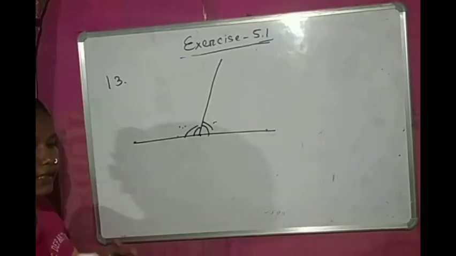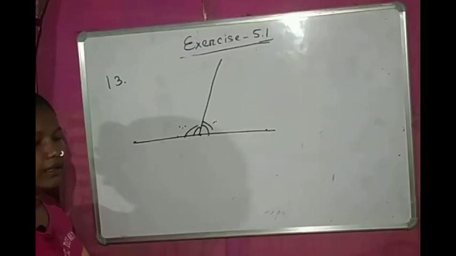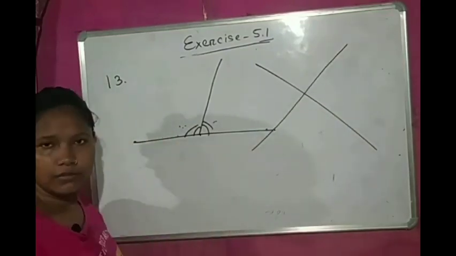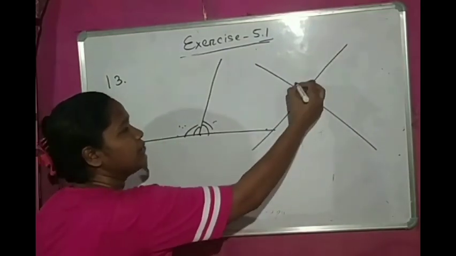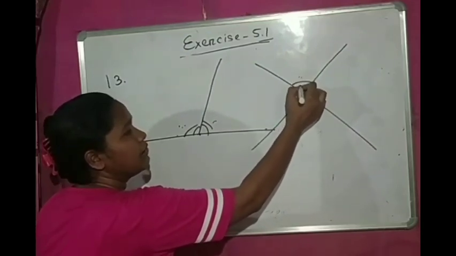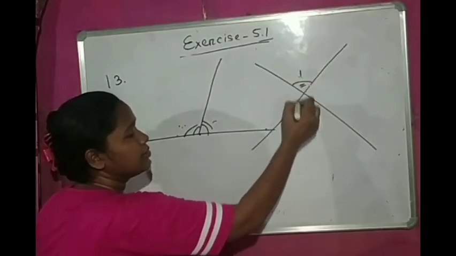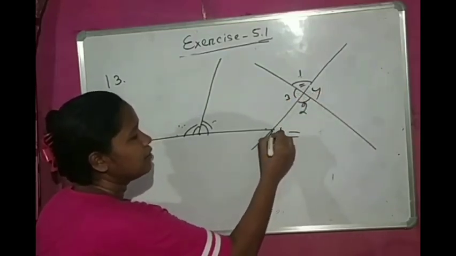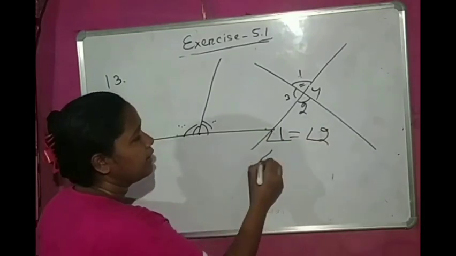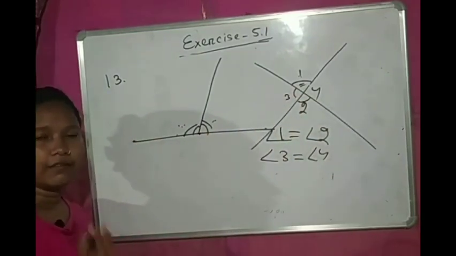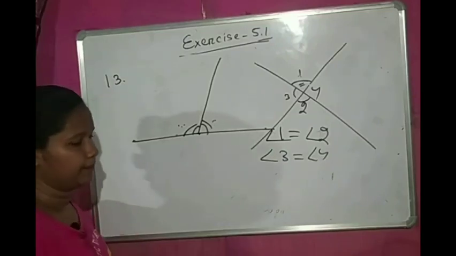If two lines intersect at a point, then the vertically opposite angles are always equal. So if this is 1, 2, this is 3, 4, then 1 is equal to 2 and 3 is equal to 4. So vertically opposite angles are always the same or equal.